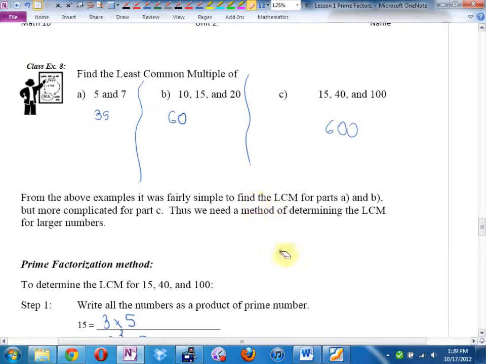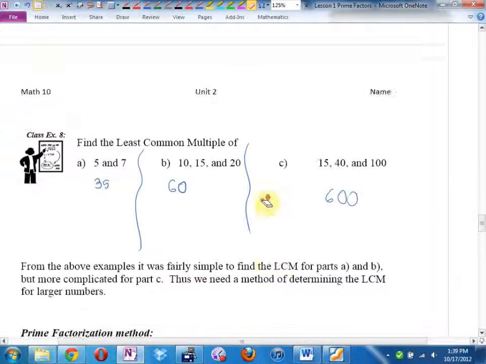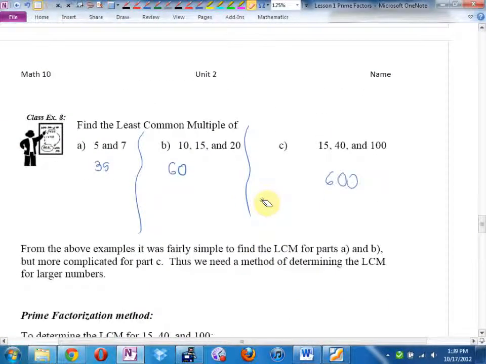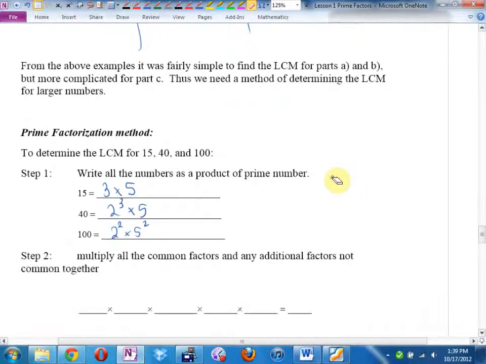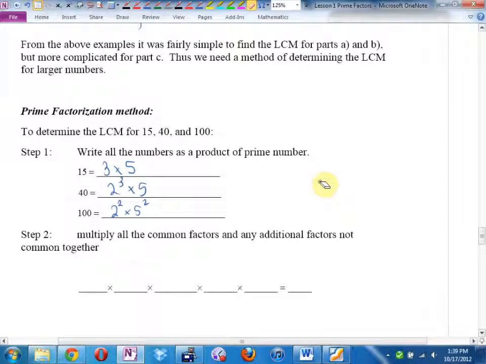Scribble it out. For those of you following at home, we did the least common multiple of 5 and 7 is 35, of 10, 15, and 20 is 60, and of 15, 40, and 100 is 600. This took us some guessing. So here's a method that can get us there, and you want to leave stuff in exponential form.